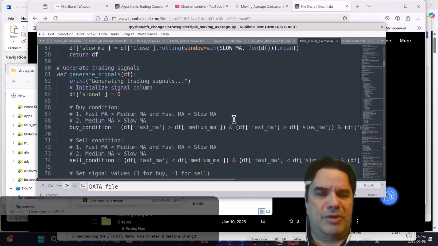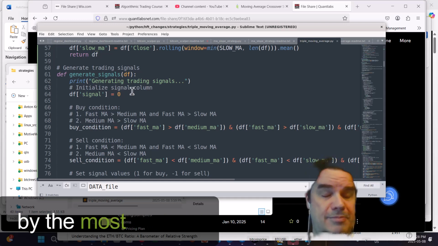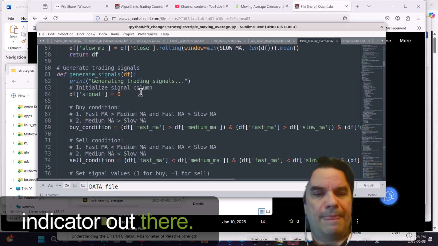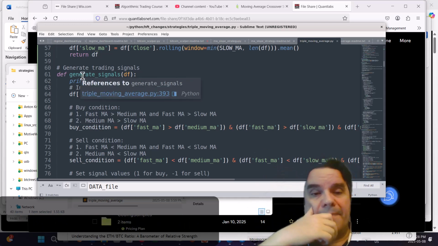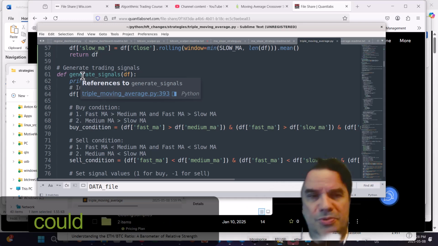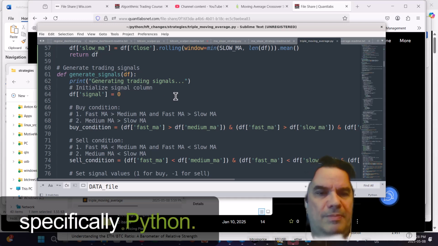Then we can also generate our signals. One thing I'll say about moving averages is that they're fairly reliable, probably the most reliable indicator out there. This is just a simple way to show you the general structure of a trade that you could use for an algorithmic trading script, specifically in Python.